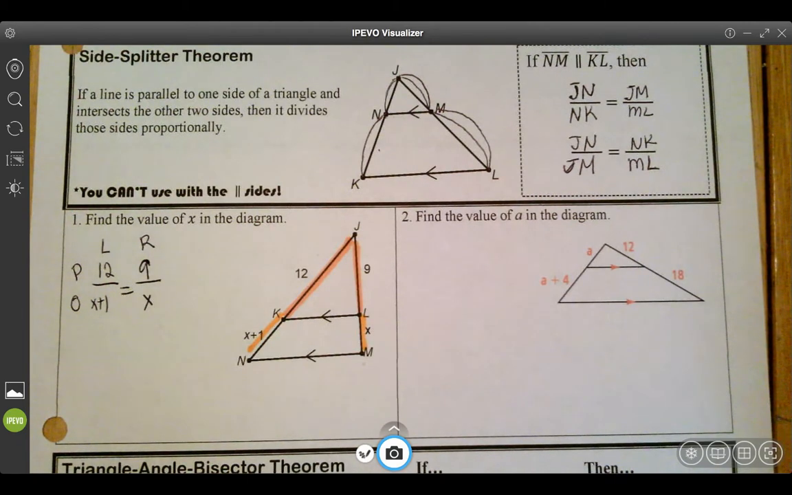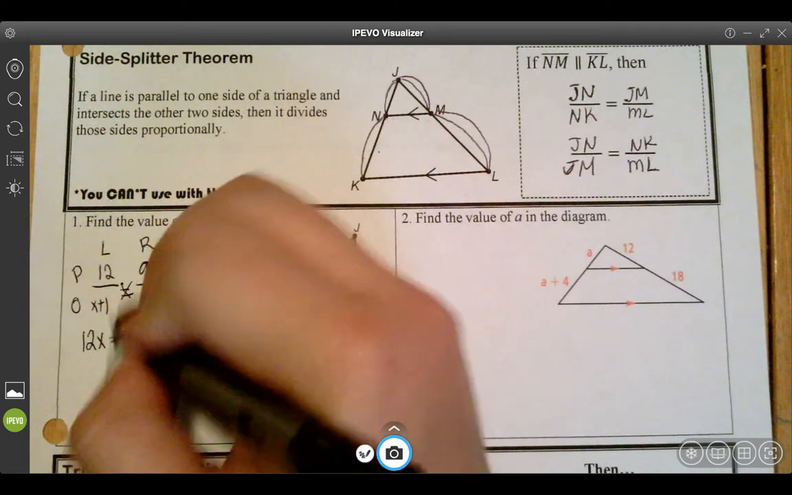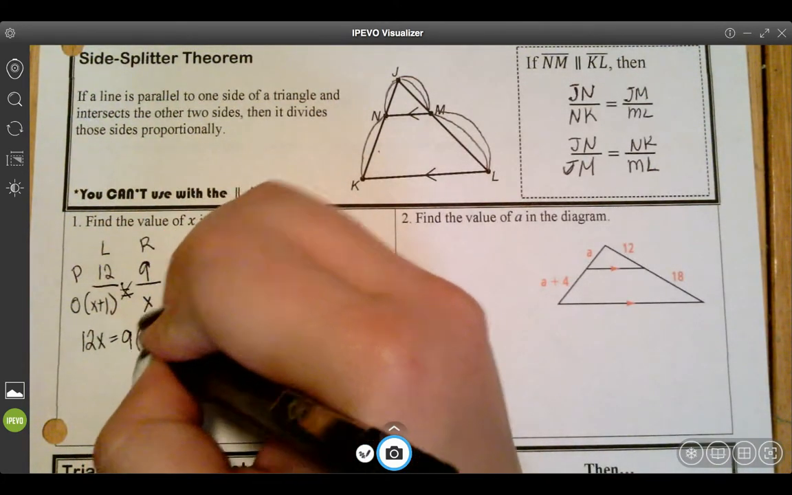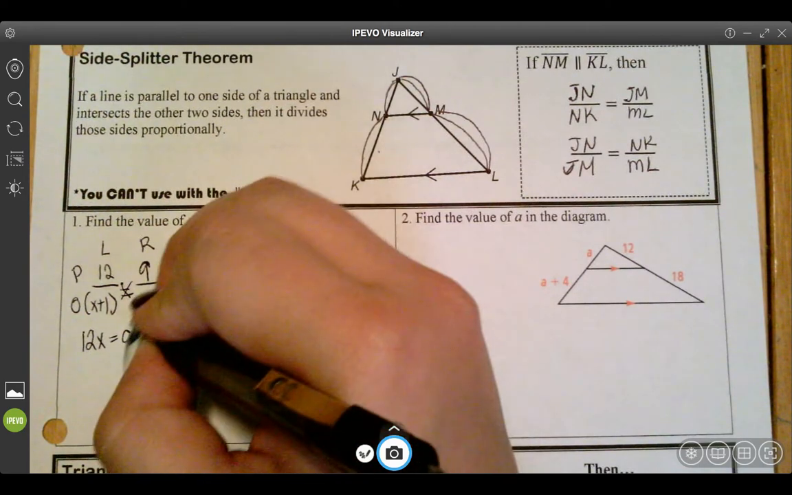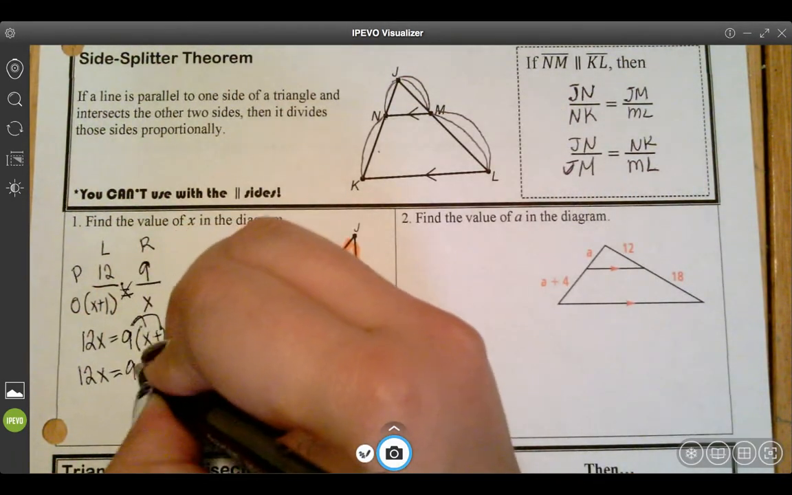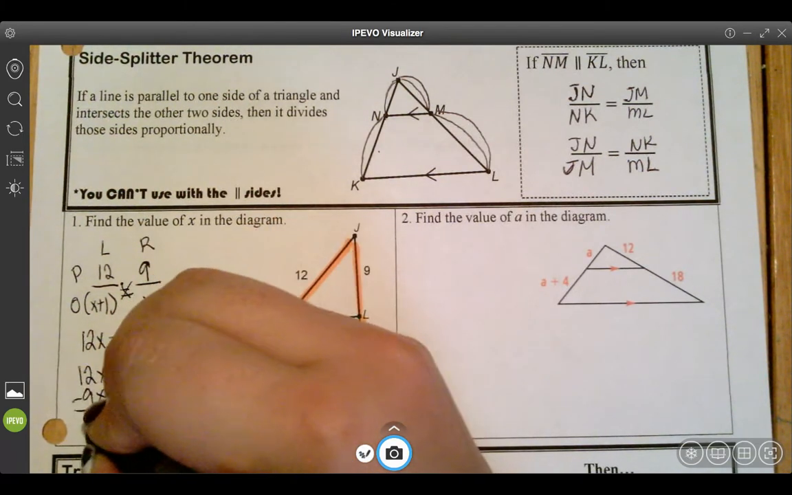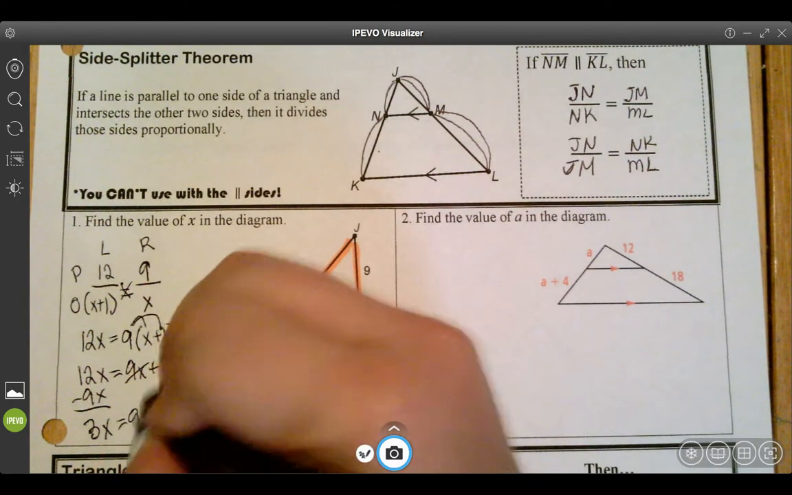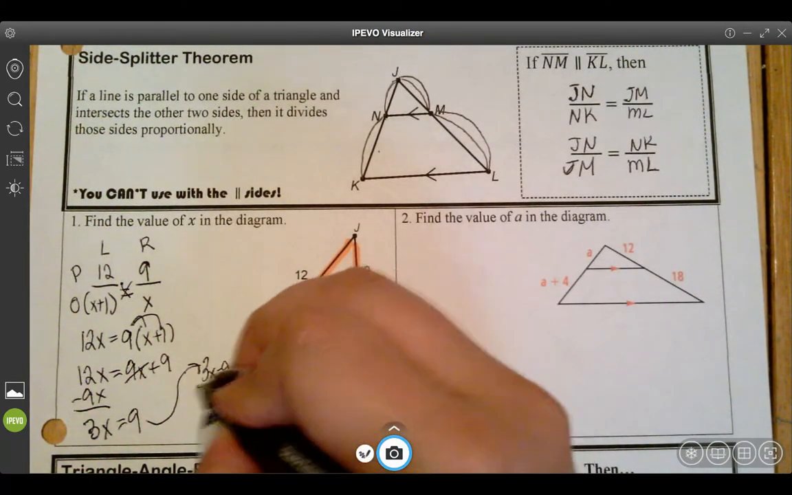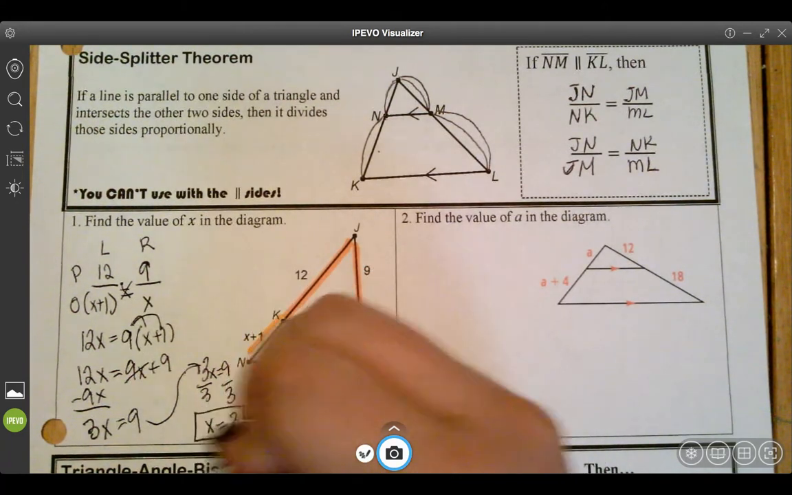So we can continue solving this with cross multiplication. 12x equals, give that some parentheses, 9 times the quantity of x plus 1. We will need to distribute that 9. 12x equals 9x plus 9, minus 9x. 3x equals 9. If 3x equals 9, divide both sides by 3, x equals 3.